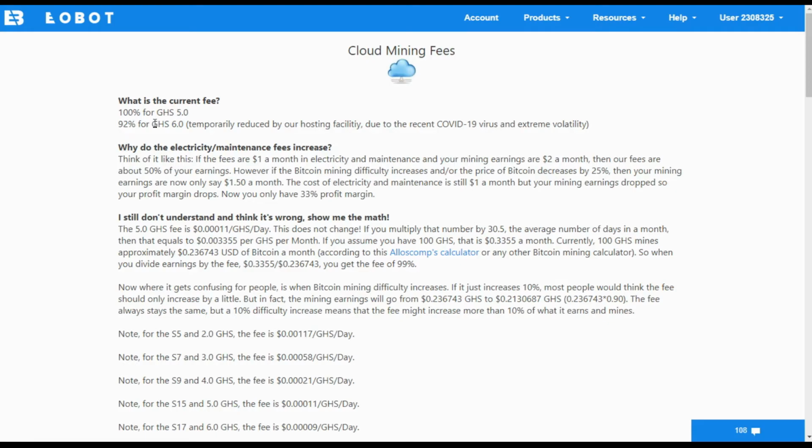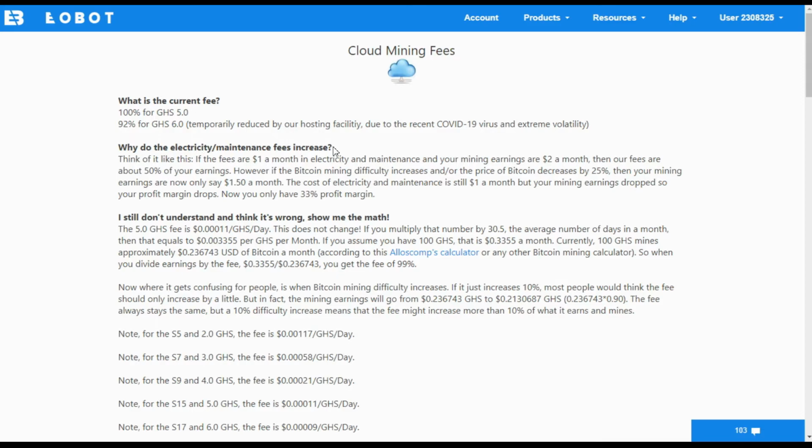I said that I would be focusing on 6.0 because I had a feeling that 5.0 was going to go. But at the time, I wasn't thinking it was going to go because of COVID-19. I just had this feeling because they'd removed the ability to exchange between 5.0 and 6.0, between the two different versions. So anyway, due to the recent COVID-19 virus and the extreme volatility, what they're talking about is the extreme volatility of the price of Bitcoin, the fact that it's fluctuating all over the place because the stock markets around the world are doing the same.